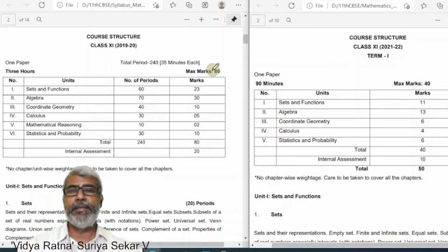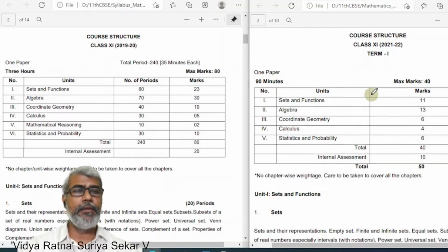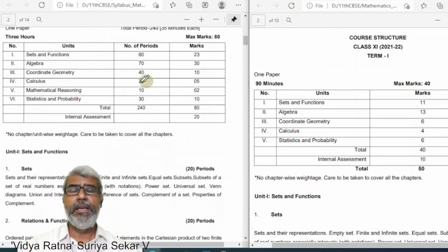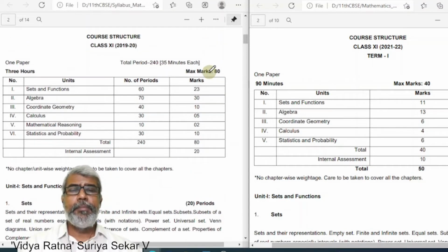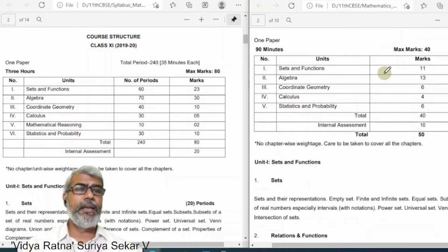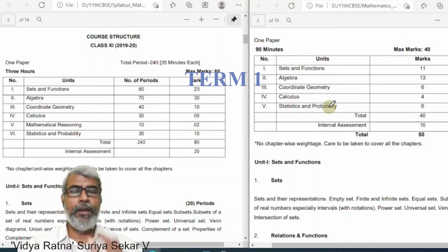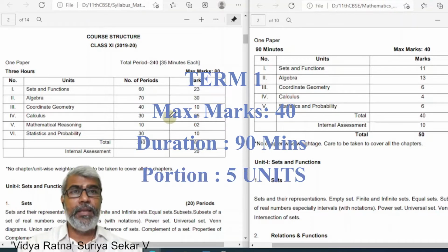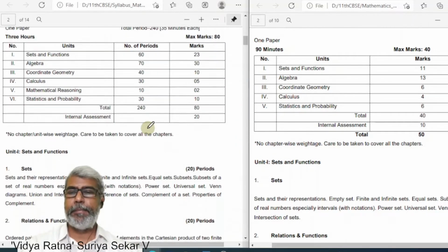Here on the screen, you can see I have the left hand side and the right hand side. The left hand side is the year 2019-20 and the right hand side is 21-22 for class 11 term 1. You know the maximum mark was 80 earlier and now the maximum mark is 40. The duration is made into half. The 3-hour paper has come down to a 90 minute paper because it is term 1. Earlier you had 6 units in the year, but here you have only 5 units in term 1 in the present year. Let us jump into the details.